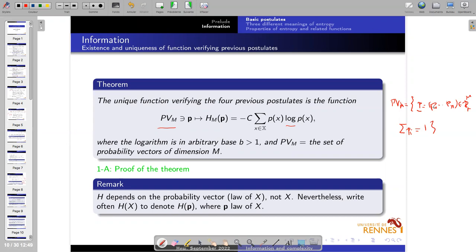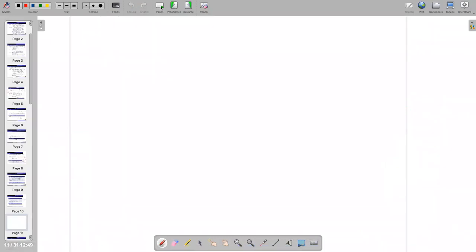So I'll take some time to prove the theorem in a moment. But I have to make a remark that H depends on the probability vector, that means the law of X, not X itself. Nevertheless, very often in information theory, we write H of X to denote H of P, where P is the law of X. So it's just an abuse of notation that you have to have in mind. This is not a very important thing. I'll spend some time to prove this theorem, because this is really instructive and it's not difficult.